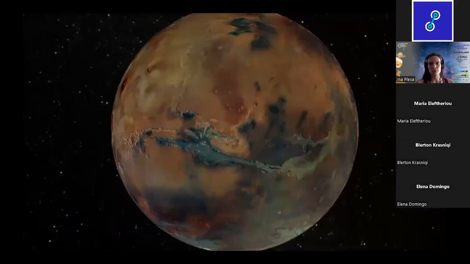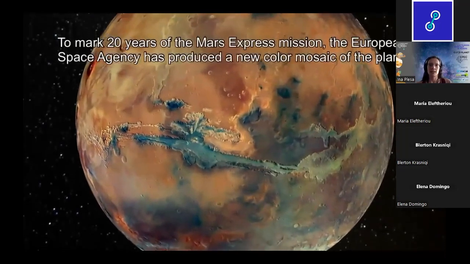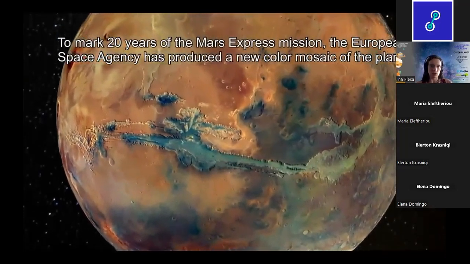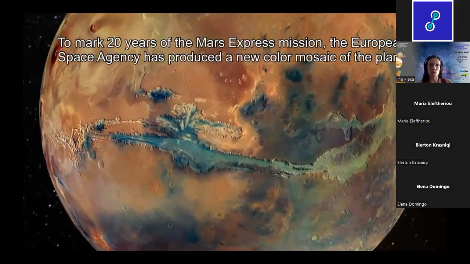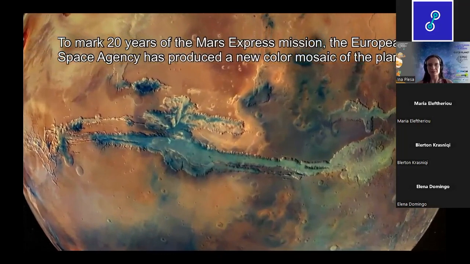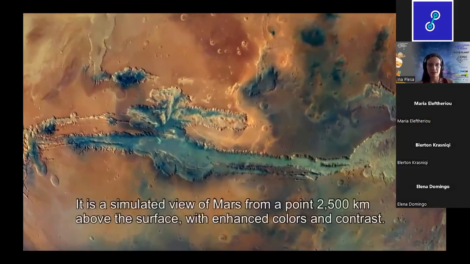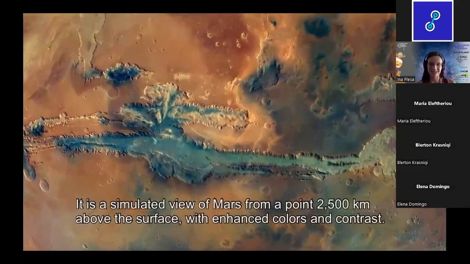So I think my time is over. I'll just leave you with a movie from the European Space Agency, from Mars Express. This is a new color mosaic of the planet that has been produced to mark the 20 years of Mars Express operation. And yeah, if you have any questions, I'd be happy to answer them. Thank you.